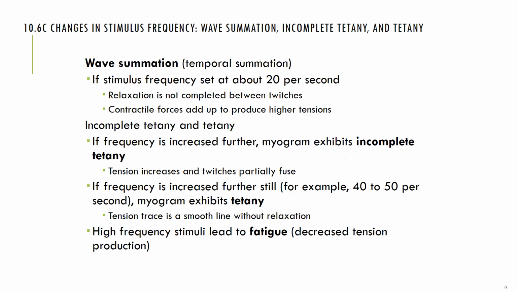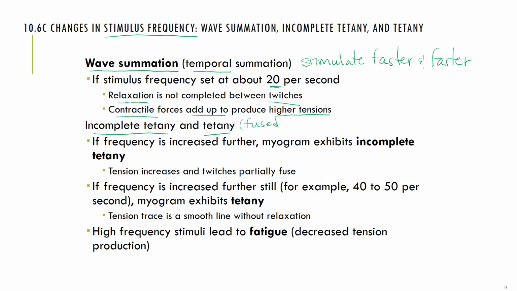All right, now that's not the only way that I can increase the force that a muscle produces. So the second thing that I can do is called wave summation or temporal summation. When I stimulate, I change my stimulus frequency. So I stimulate faster and faster. Okay, so here we've got about 20 stimuli per second. And if we're stimulating 20 times a second, we can't relax between the stimuli or between the twitches. And what that does is allow the force to add up to produce higher tensions because the muscles haven't completely relaxed before it's time for them to fire again. So then we're going to get things called incomplete tetany and complete tetany, or fused or complete.